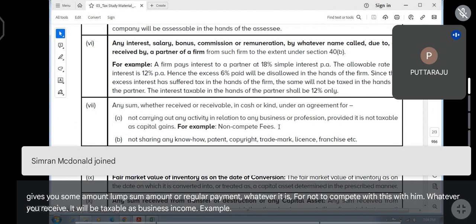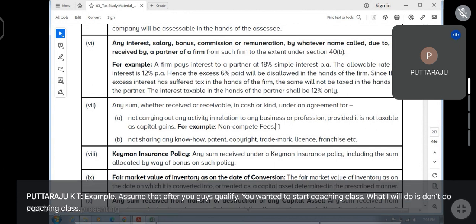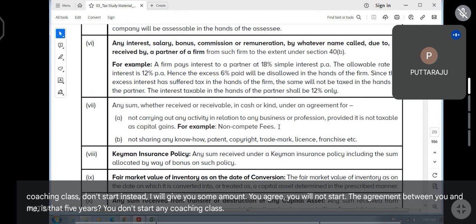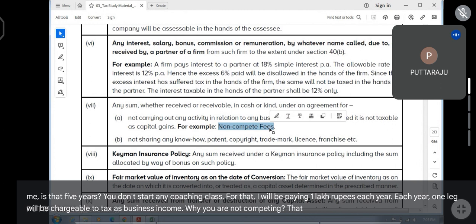Example, assume that after you qualify, you wanted to start a coaching class. What I will do is, don't start the coaching class. Instead, I will give you some amount. You agree you will not start. The agreement between you and me is that for 5 years you don't start any coaching class. For that, I will be paying 1 lakh rupees each year. Each year 1 lakh will be chargeable to tax as business income. Why? You are not competing. That is called non-compete fee.